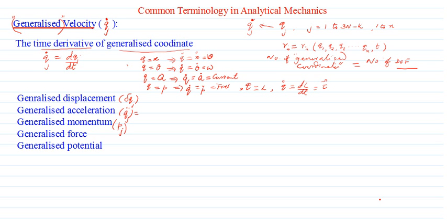Note that generalized momentum need not have the dimensions of linear momentum or angular momentum. It can be something entirely different. We will see how generalized momentum is defined in classical mechanics. Then we have what is known as generalized force.